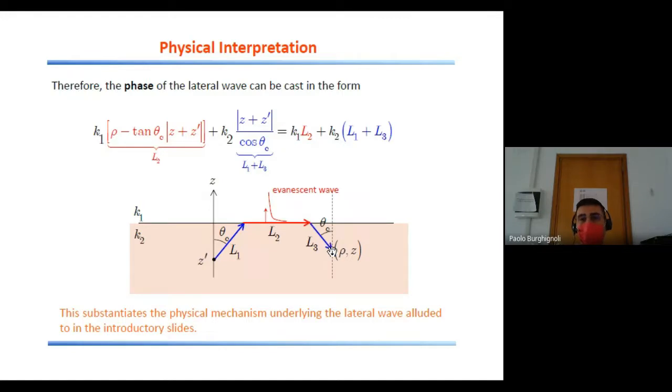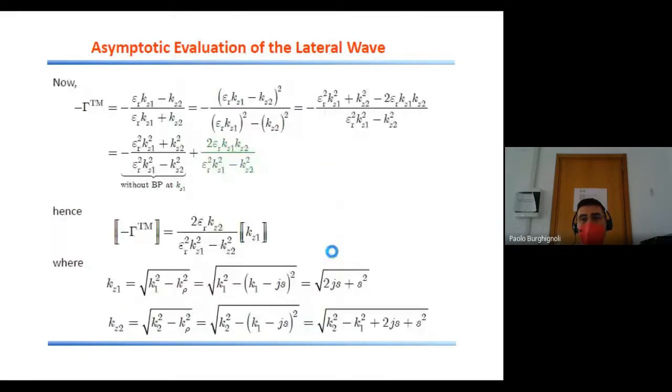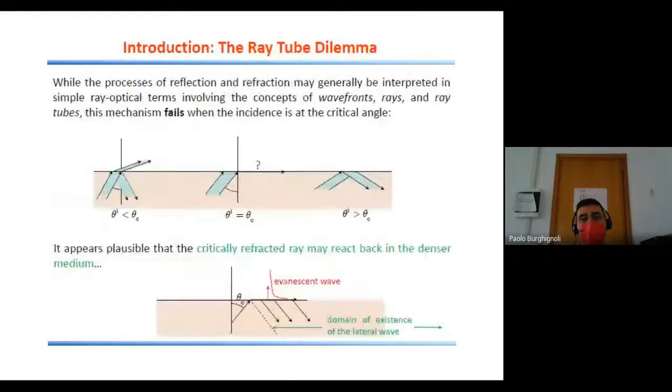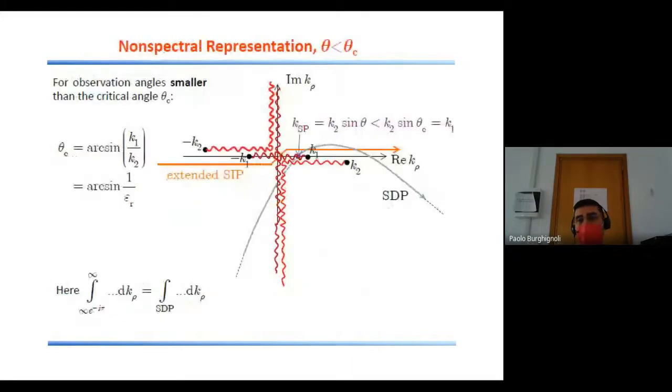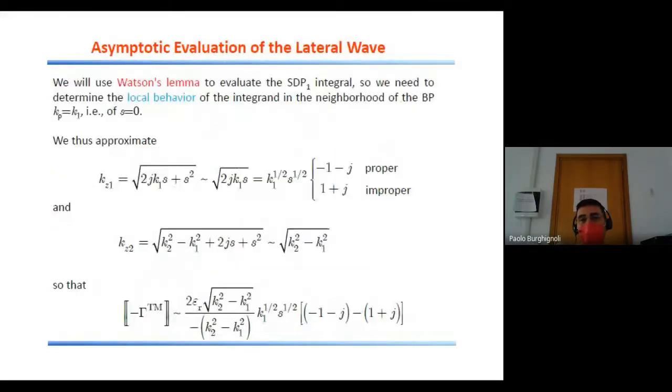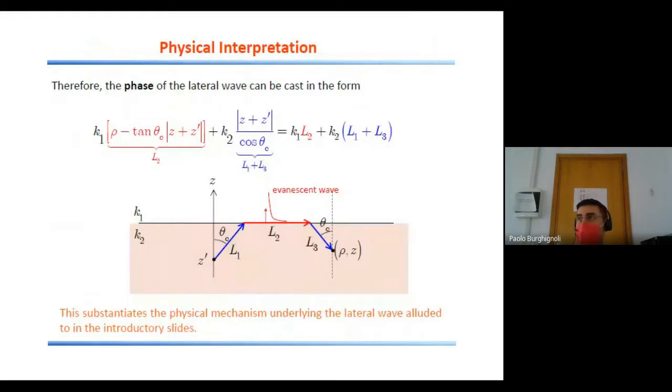So this is exactly the kind of mechanism that we were mentioning at the beginning. There is a ray emitted by the source at a critical angle that propagates for some distance along the interface and finally is refracted back, so it's reflected in a sense, in order to reach the observer. However, we have now substantiated that prediction by means of asymptotic analysis. So the phase term gives us a validation of the initial intuition.